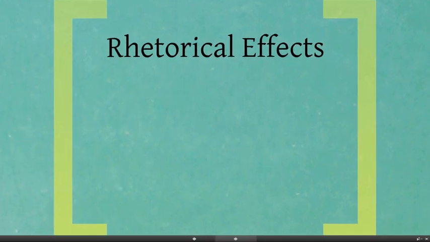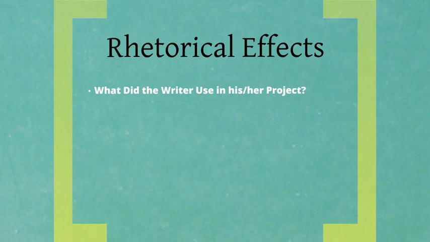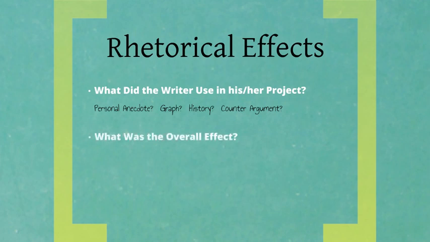When analyzing the purpose of the text, you want to examine the effects or outcomes of the writer's decision. First, examine what the writer used in his or her project: a personal anecdote, graph, historical information, counter-argument. And then explore what is the overall effect of using these rhetorical devices.